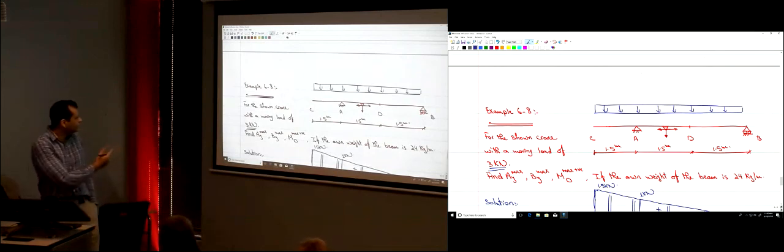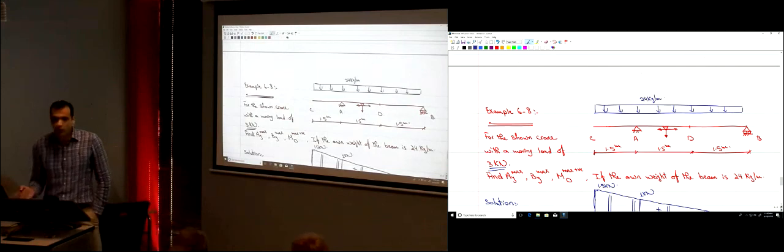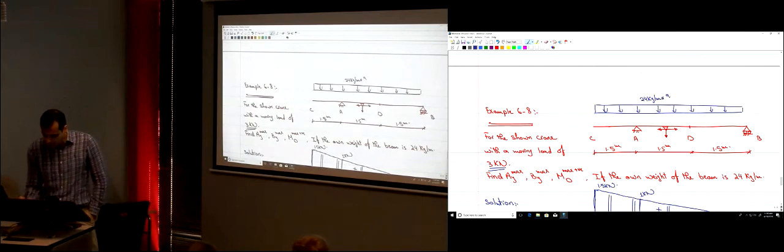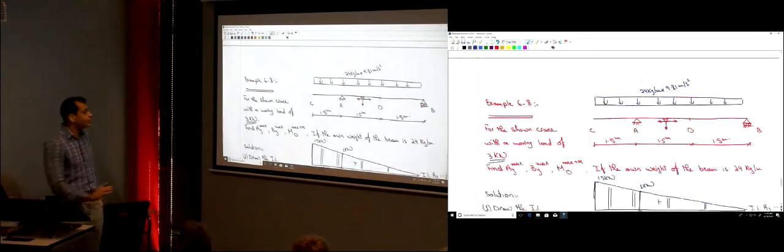Here we have the units in kilonewtons. The weight of the beam is 24 kilograms per meter. I want to change this from mass to weight, so I just multiply by the gravity acceleration, which is 9.81 meter per second squared. Now we have a uniform load applied over the entire beam.